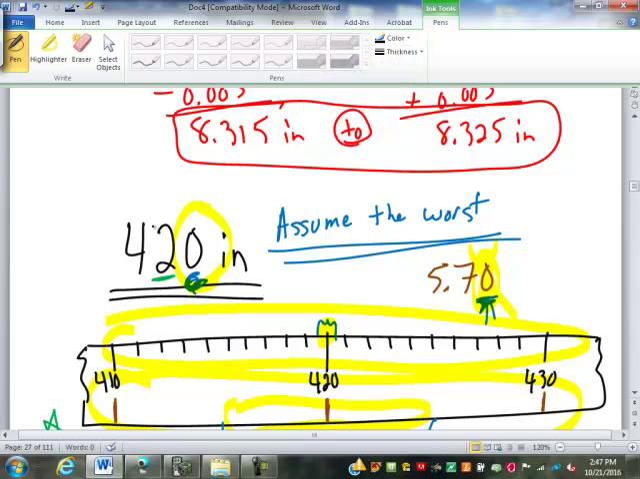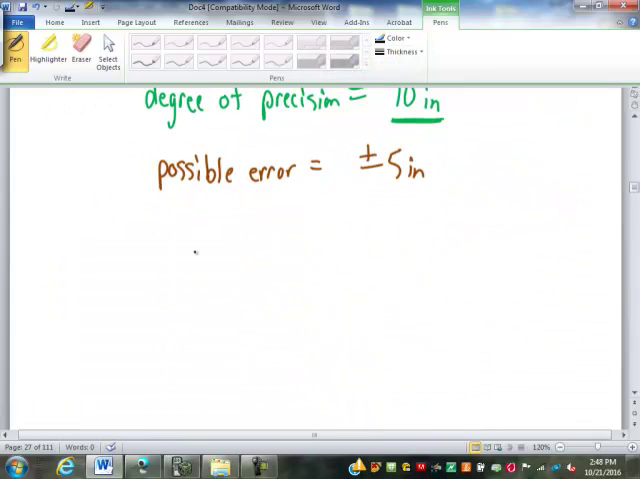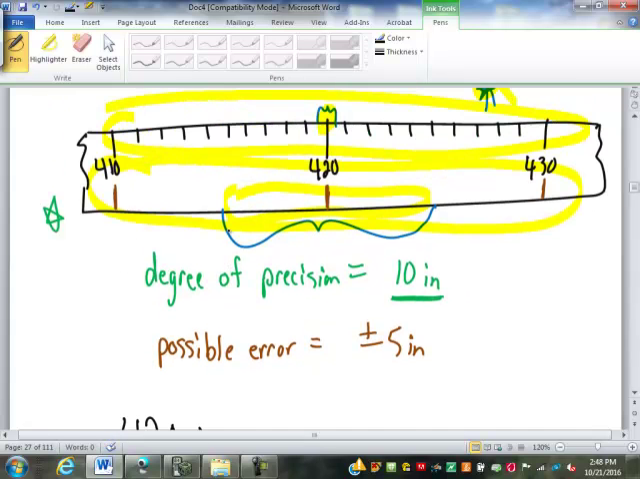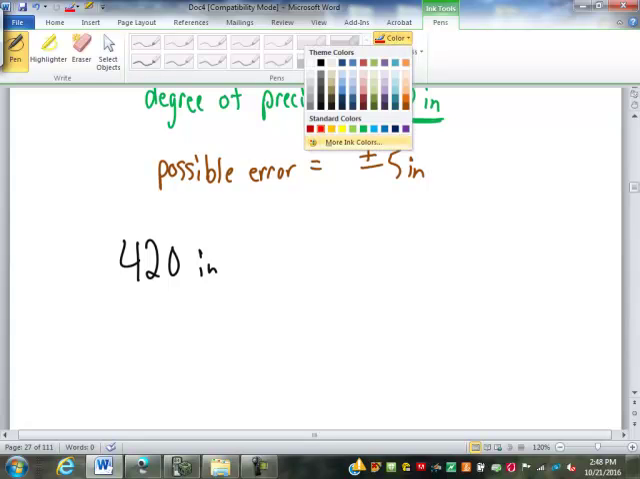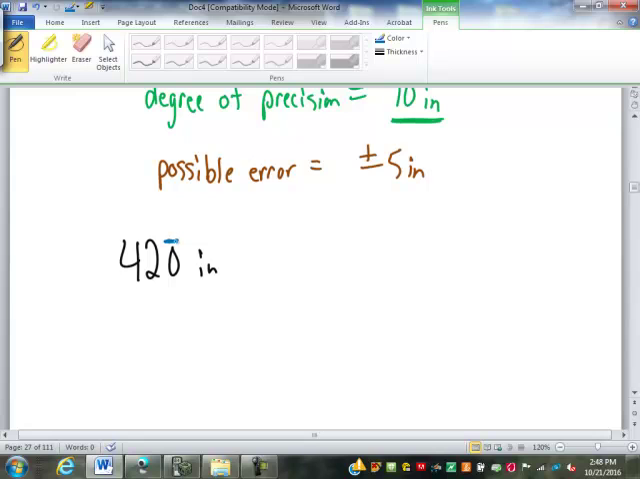Now, it is very possible to have that measurement of 420 inches and actually have it really be this top case up here, where we really did measure to the nearest 1 inch, and it was just closest to 420, within a half inch of 420. So to be precise, when we report that measurement, what we should do is this. We put a little line, a little bar over the top of the 0. That tells whoever's reading this measurement that that really does have a degree of precision of 1 inch.